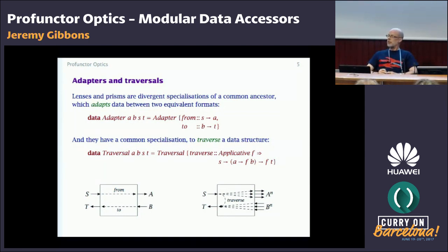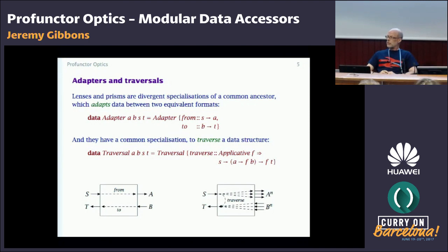So adapters work like that, and you can think of adapters as lenses where you get the whole thing, so the update doesn't need to take the old context because you're going to overwrite the whole thing. You can think about them as degenerate prisms where the downcast always succeeds. So there's no need for the sum type in the matching. So adapters also fit into these pictures of data access.